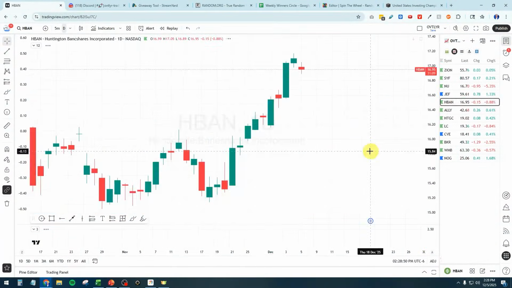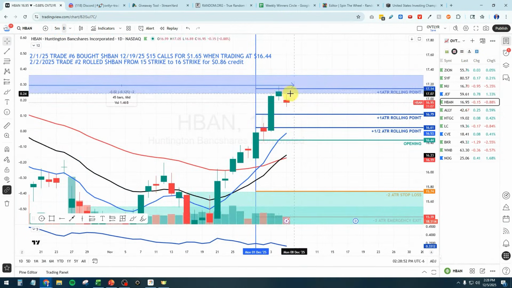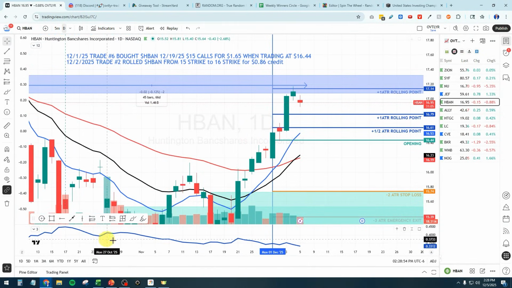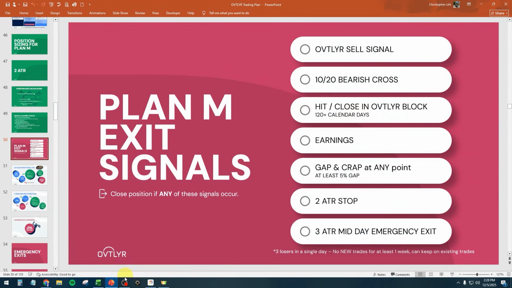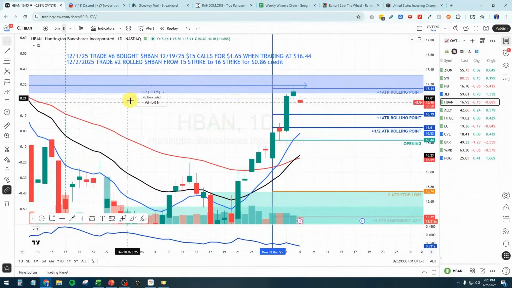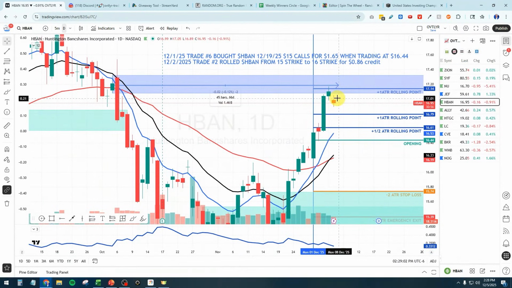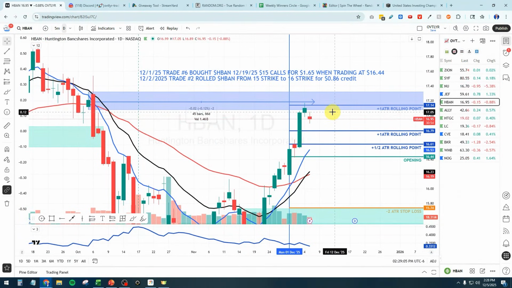Okay, so moving on, HBAN. This order block right here is 66 days old. My rules say to exit if it hits 120 calendar days old. Now, could this prove to be resistance here? Absolutely it could. It already is proving to be a little bit of resistance here. But my backtesting has shown I want it to be at least 120 calendar days to care. So in this case, I'm going to ignore it. And we've already rolled HBAN once, and we've taken roughly 50% of risk off of this trade.